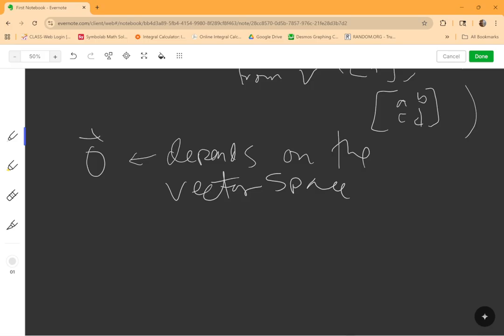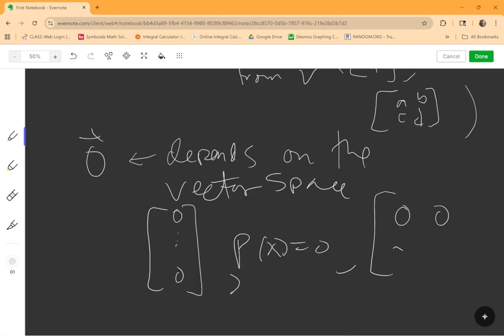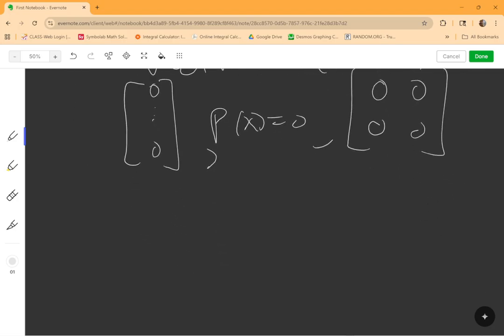So maybe it is the column vector of zeros. Maybe it's the 0 polynomial, maybe it's the 0 matrix, of whatever size of the vector space that we're working with. Okay, so here's how it would work. I'll just set up our equations here.